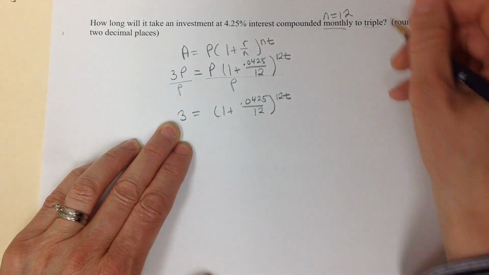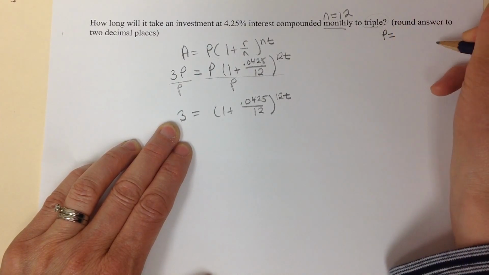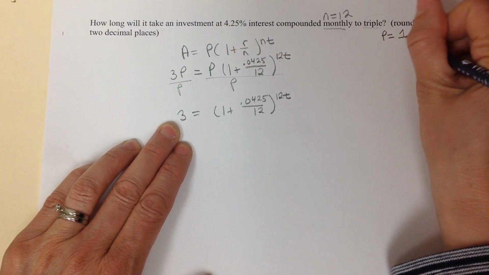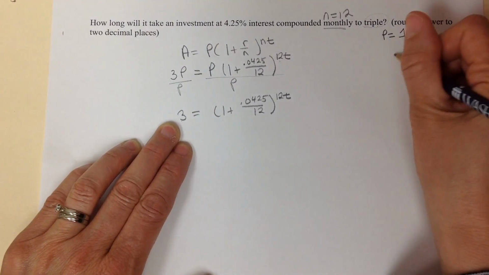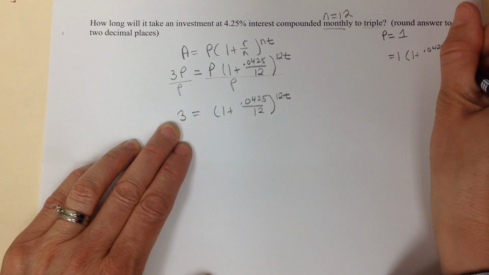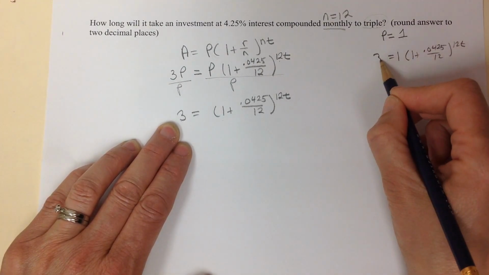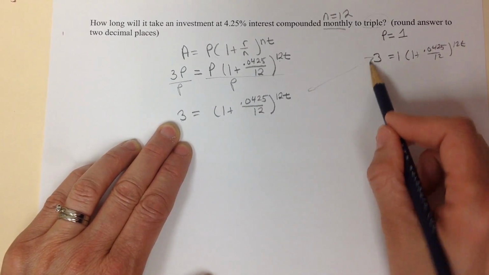The other option is to plug in your favorite specific number for P and then A is double that. A great number to use is 1, because you end up with 1 times (1 plus 0.0425 over 12) to the 12T. Tripling 1 gives you 3, and that is the exact same equation as this.